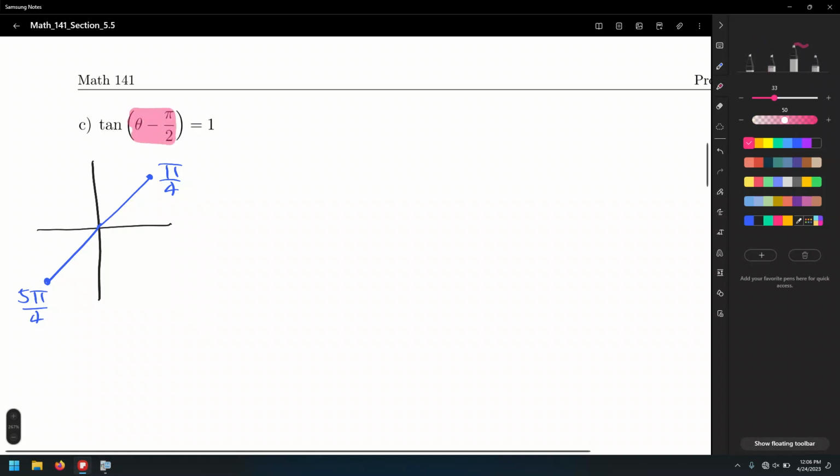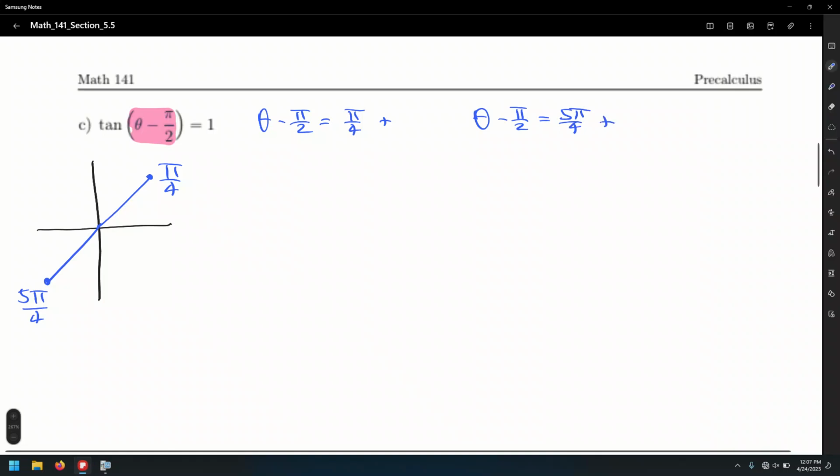Number one, just treat this guy as one single term. On the one hand, theta minus pi over 2 equals pi over 4 plus something, and theta minus pi over 2 equals 5 pi over 4 plus something. What is that something, to fill in the blank? Well, that has to do with the fact that we are going to obtain periodic solutions. We did the same thing with the previous couple of examples last time.